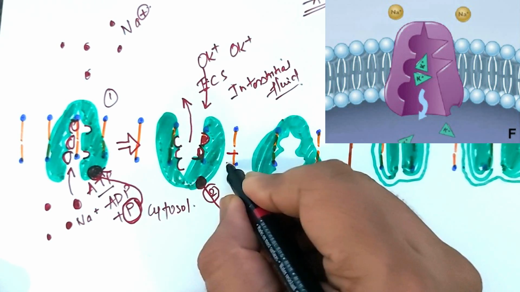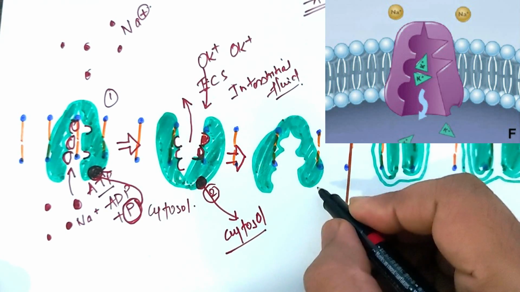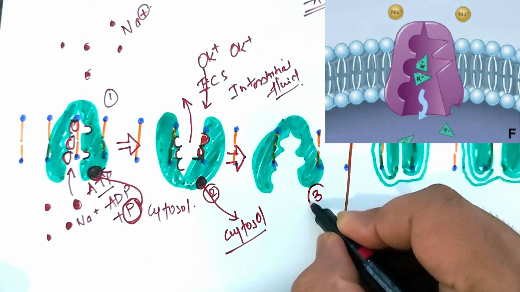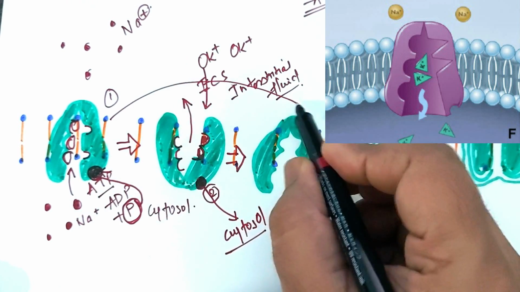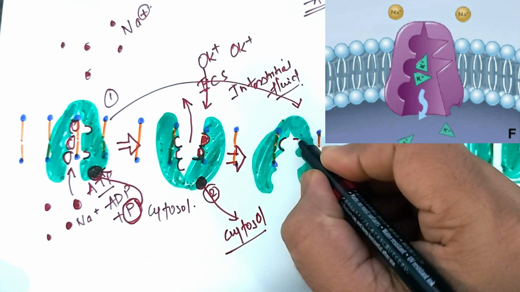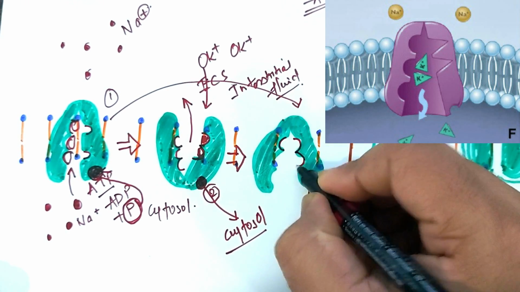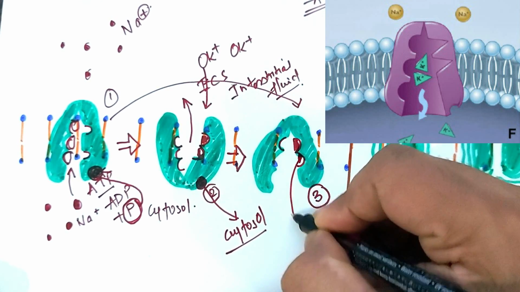This pump again changes its shape and goes back to its original shape to throw the 2 potassium ions inside the cell.